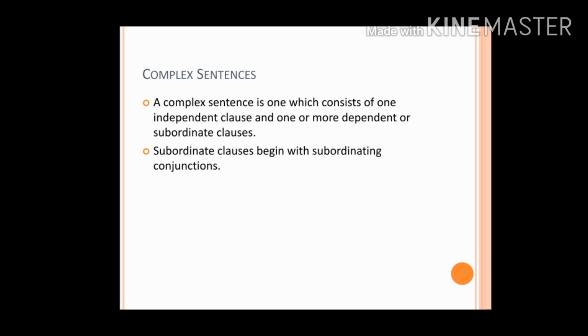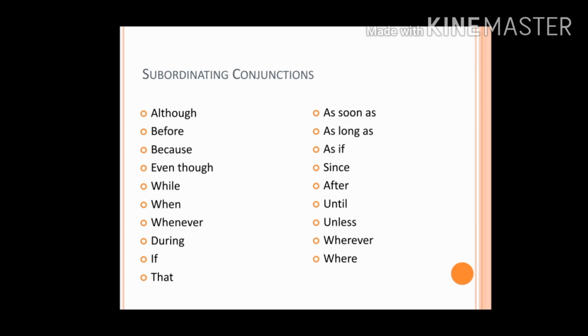Complex sentences. A complex sentence is one which consists of one independent or main clause, and one or more dependent or subordinate clauses. Subordinate clauses depend on the main clause for their full meaning. The subordinate clauses often begin with subordinating conjunctions like although, before, because, even though, while, when, whenever, during, as soon as, as long as, if, since, after, until, unless, wherever, where.